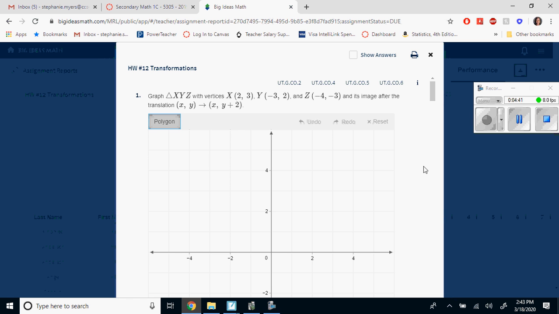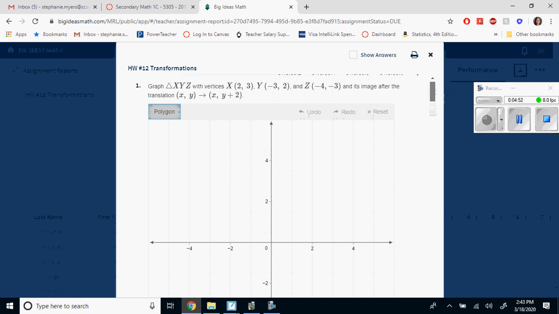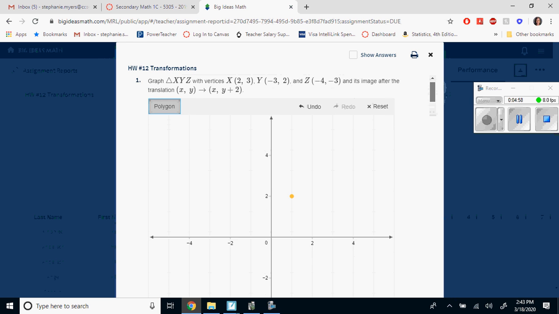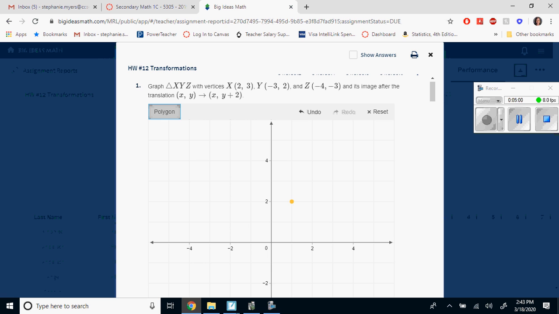And its image after the translation (x, y) becomes (x, y + 2). So our first step is going to be to graph those 3 ordered pairs. So (2, 3), and then the next ordered pair. Oh, that is not the right point. How do I do it? Oh, I can just drag it over. So right 2, up 3.